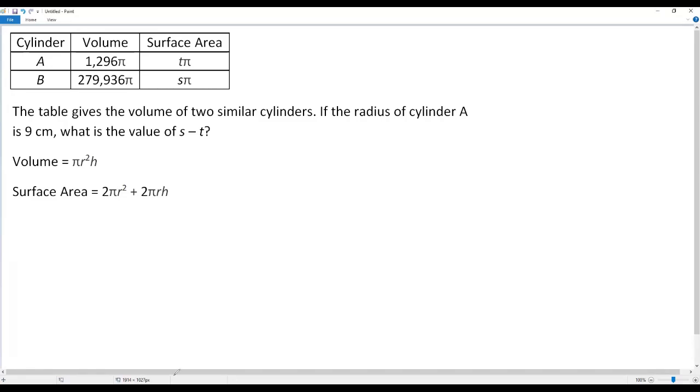Here we have a SAT math problem. Okay, let's cover the question. The table gives the volume of two similar cylinders. If the radius of cylinder A is 9 centimeters, what is the value of S negative T?